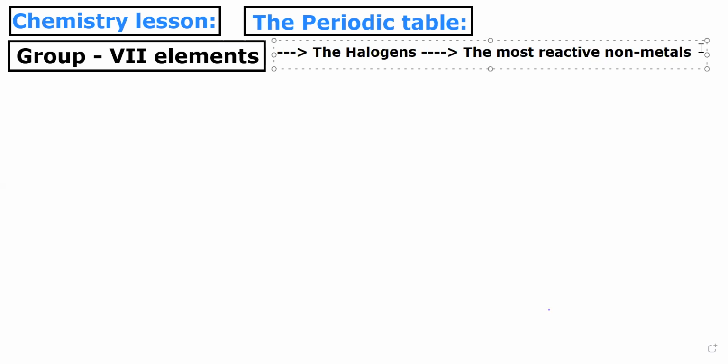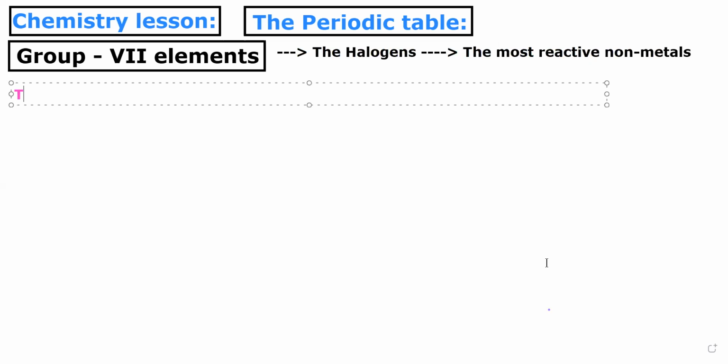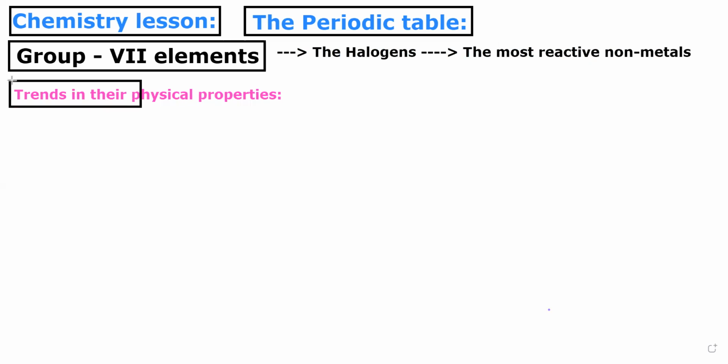Then, as we go ahead, we will talk about their trends in their physical properties, which will help us understand them better. Trends in their physical properties means we are going to talk about their physical properties. So let me list them down first. What are they? Fluorine.